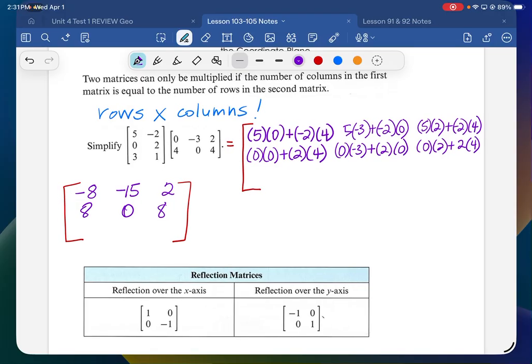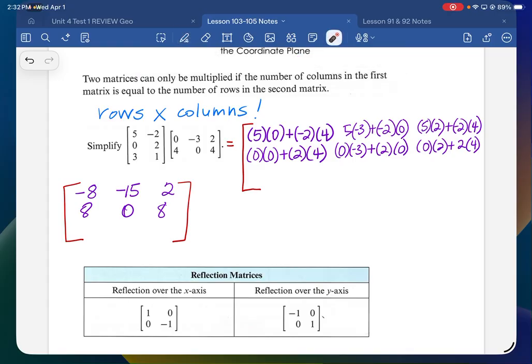Do you think you can try that last set? Row 3 times column 1, column 2, and column 3? Okay.